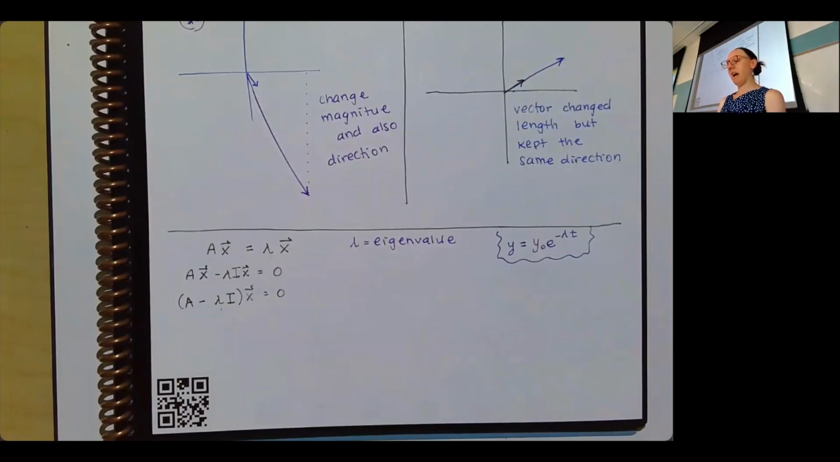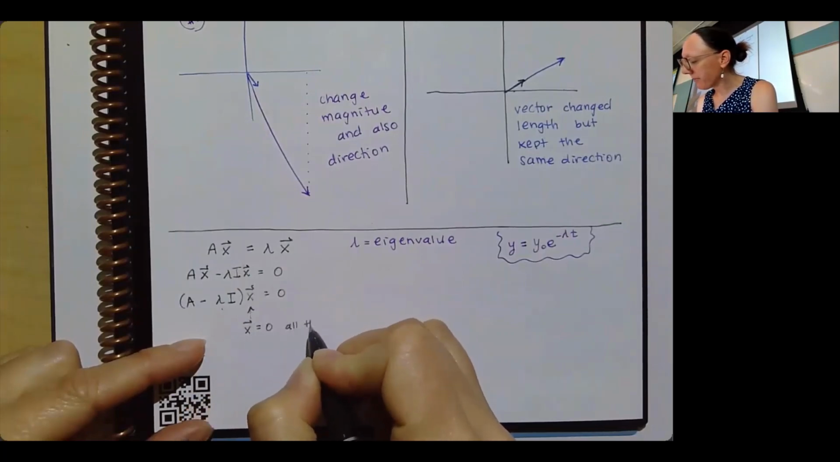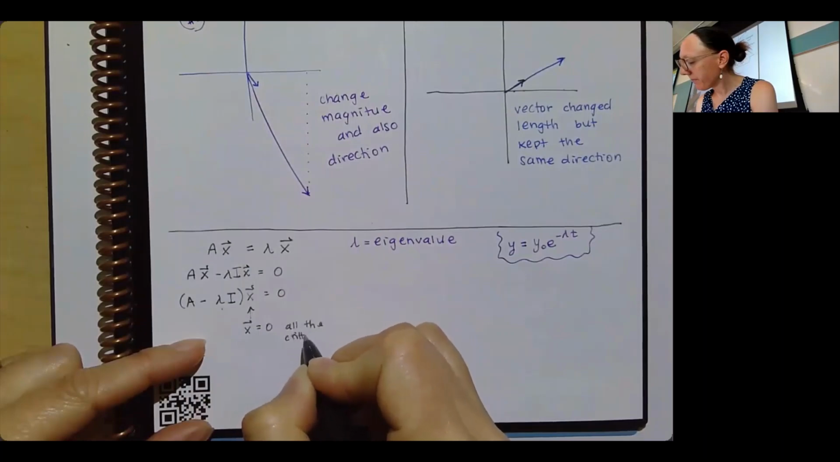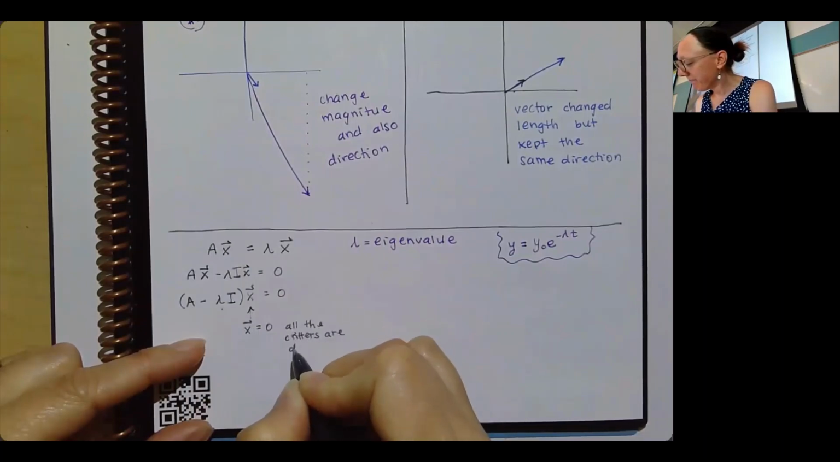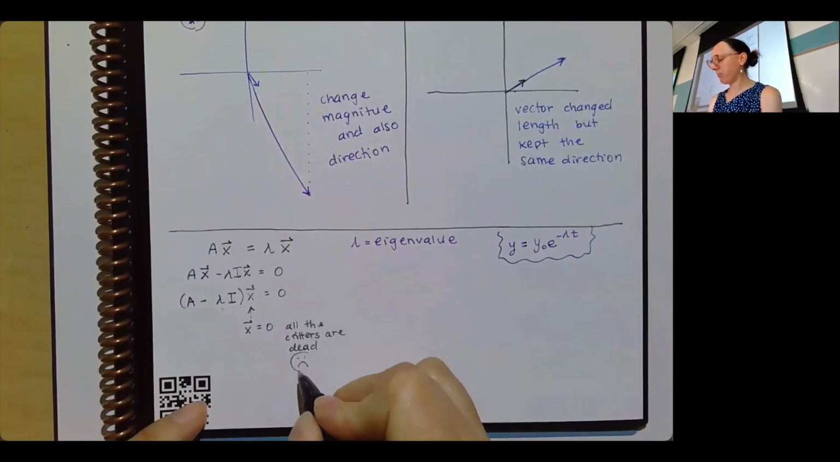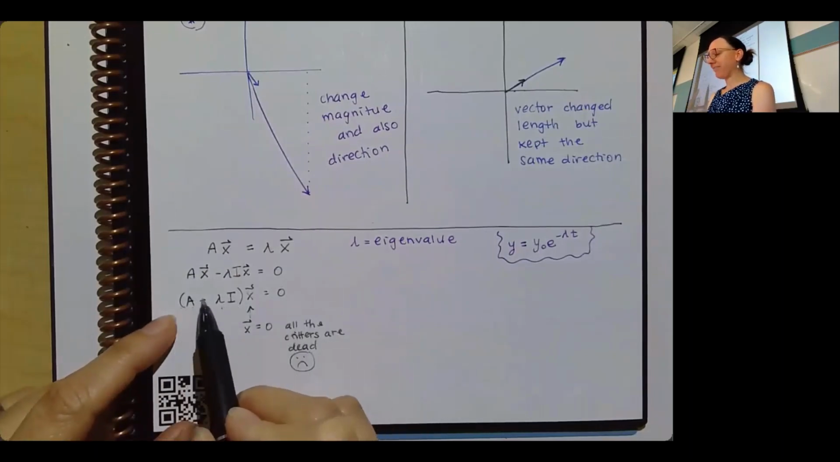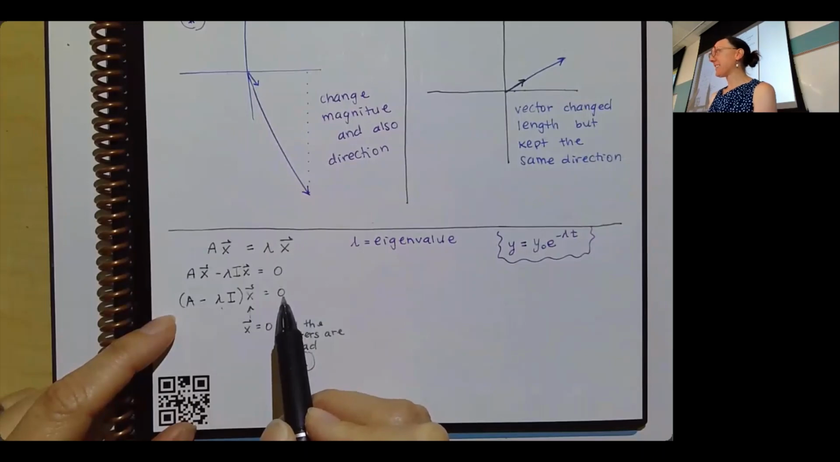Okay, I've got two things that are multiplied to be 0. One of those two things has to be 0, right? Well, if this is 0, all the critters are dead. That is not the interesting solution. Our interesting solutions actually happen when this equation can't be solved by finding an inverse.